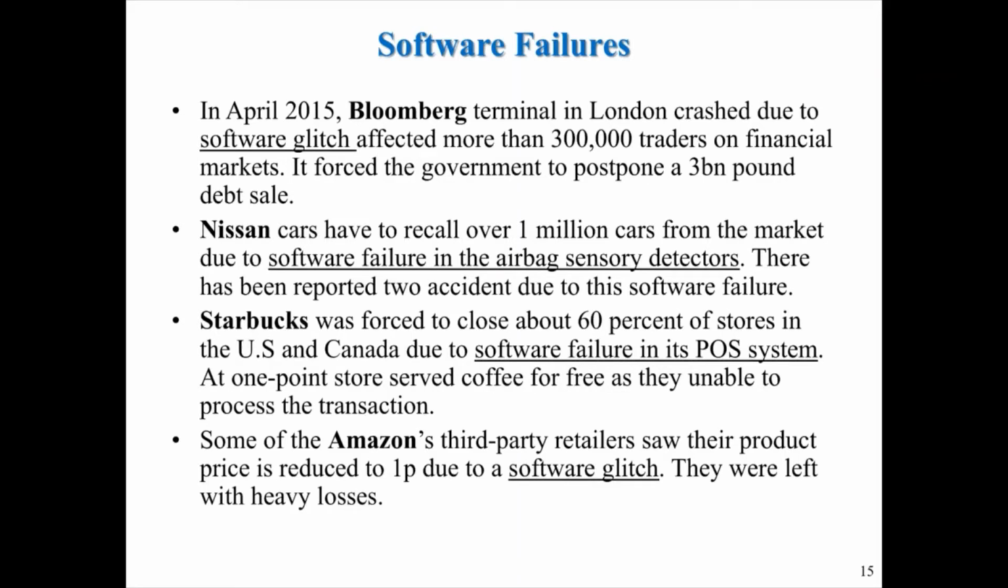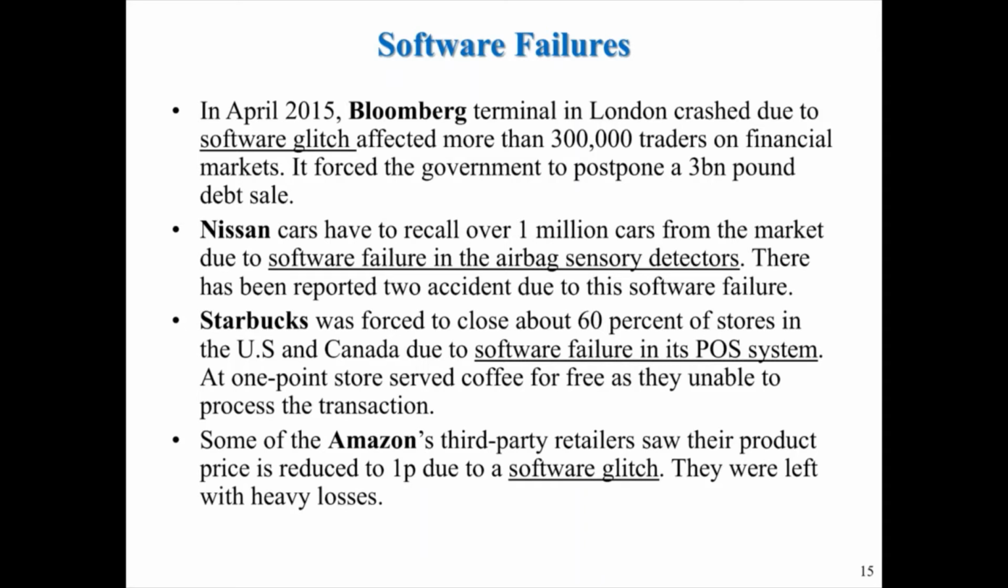This failure of the airbag software was reported during accidents, actually two accidents. Then they found out that the airbag was not working, and then they found out why: it was because of the software of the sensors. Big loss. They had to get all the cars back.